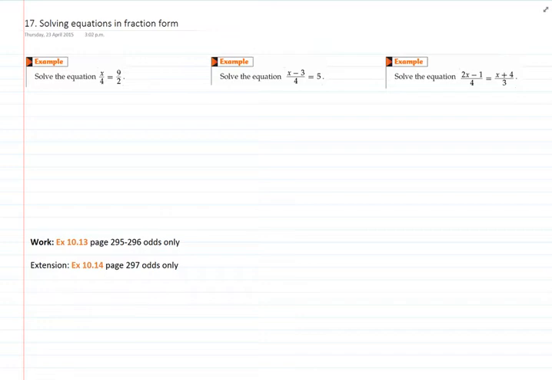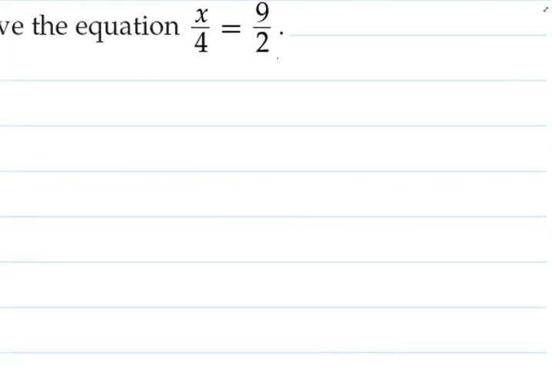So in these ones we're looking at equations that are in the form of fractions, and we're going to look at how we solve these. So we've got 3 examples. Let's start with our first one here.